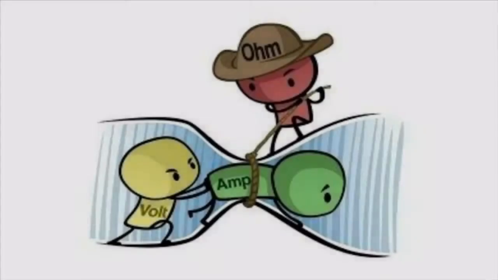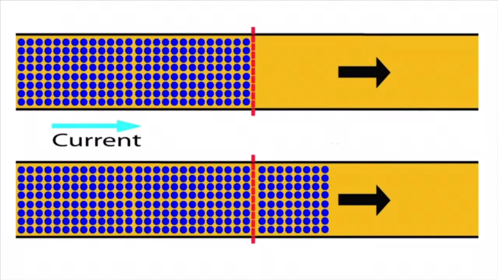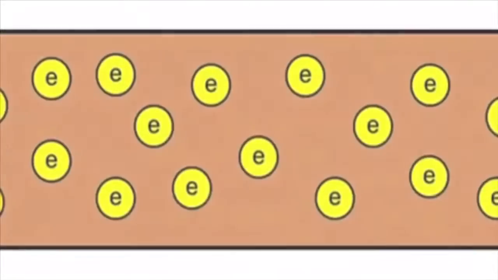In this video, I will explain electrical resistance. Resistance is the opposition to the flow of current, where current is the movement of charge. In a metallic conductor, moving charges are electrons.